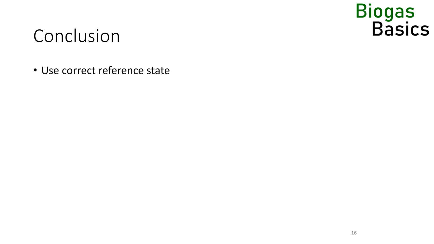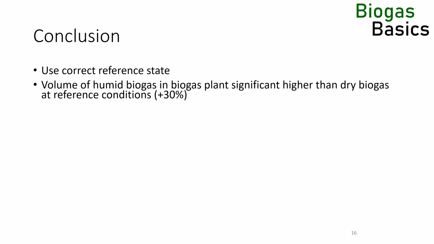Make sure to use the correct reference state when designing a biogas plant and its gas system. Humid warm gas in the gas system occupies more space than dry biogas at reference conditions. 1 cubic meter of dry biogas at reference condition can easily become 1.3 to 1.4 cubic meter of humid biogas under operational conditions, depending on the reference state and the temperature of the gas in the gas system. Blowers, pipes, and pressure relief valves must be designed for the flow at operational conditions. Undersized pipes, valves, and blowers are a common mistake on biogas plants when this volume expansion is ignored.